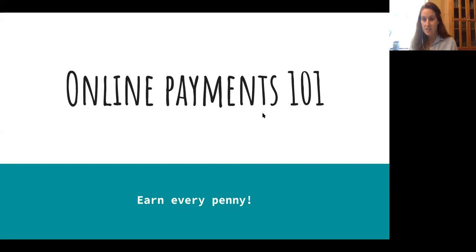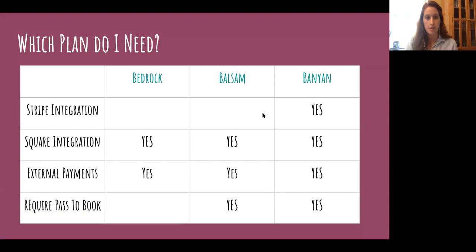So one of the first things I wanted to cover before we jump into the presentation is a little bit about plans and some of the features that we're going to be covering in this conversation. So we offer three different plans with Punchpass: our Bedrock, our Balsam, and our Banyan plan. Our Banyan plan is going to have the most fully functional capabilities, especially where online payments are concerned. As you can see, our Banyan plan is the only plan that works with Stripe integration for online payments. So that's a really important feature that we're going to be getting into.